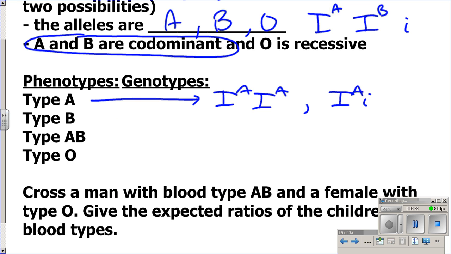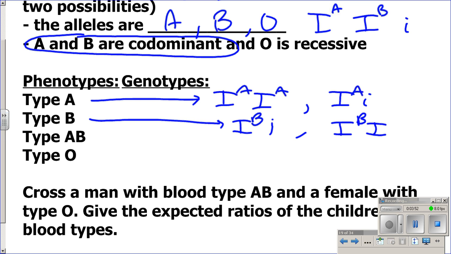For type B, going with the same kind of trend here. What are the alleles for B blood? IB and little i, and what? IB. Right. I can't put an IA there because if I put an IA there, A has to be expressed, and so you would see that as a phenotype. You would see the A part.